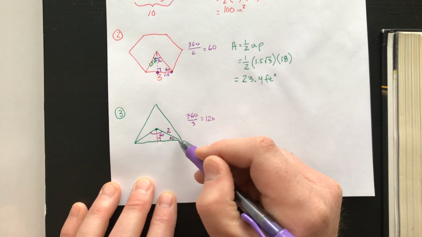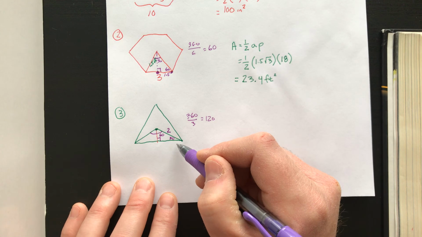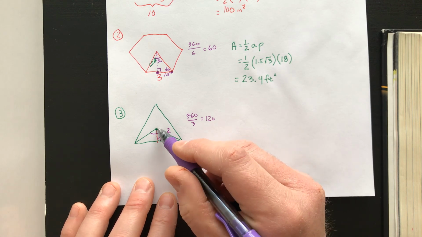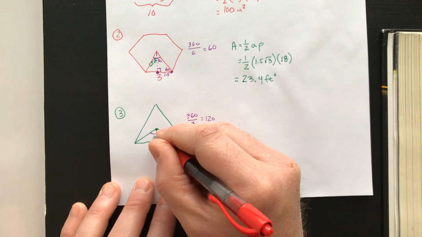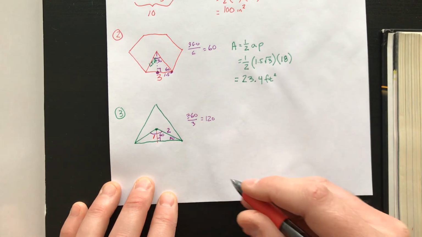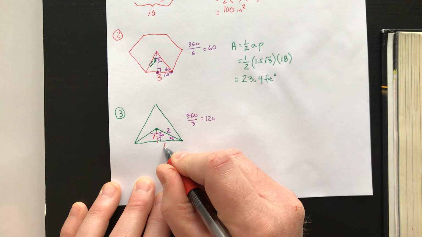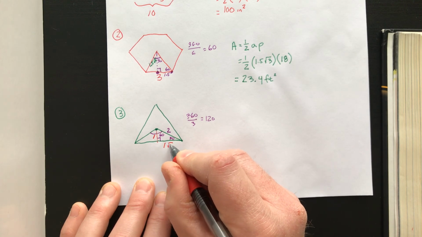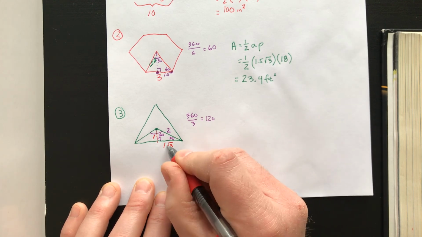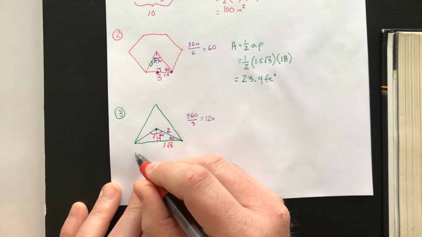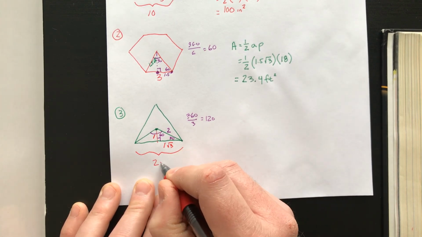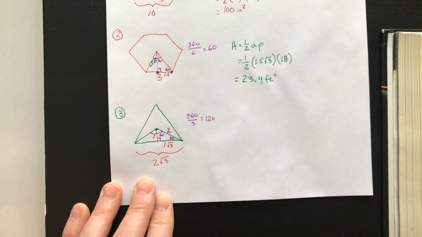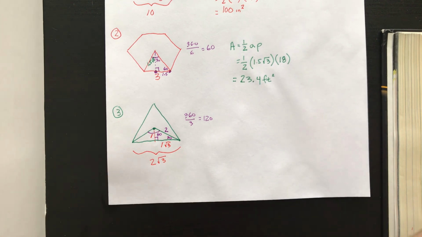And this is the hypotenuse of a 30, 60, 90 triangle. So I know that the shorter leg is half the hypotenuse. So this is 1. And the longer leg is 1 square root of 3. So the distance from here to here is 2 square root of 3. We now have enough information to solve this problem.